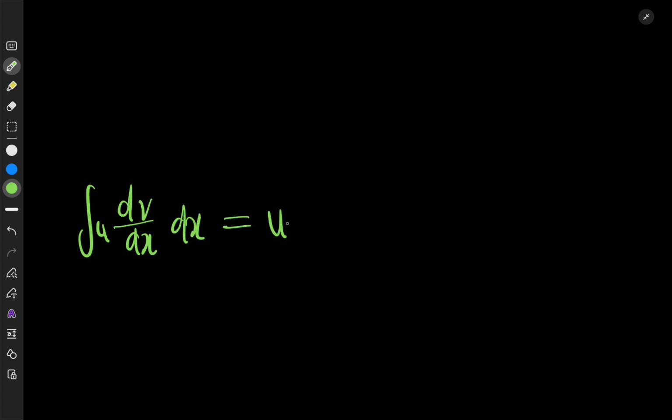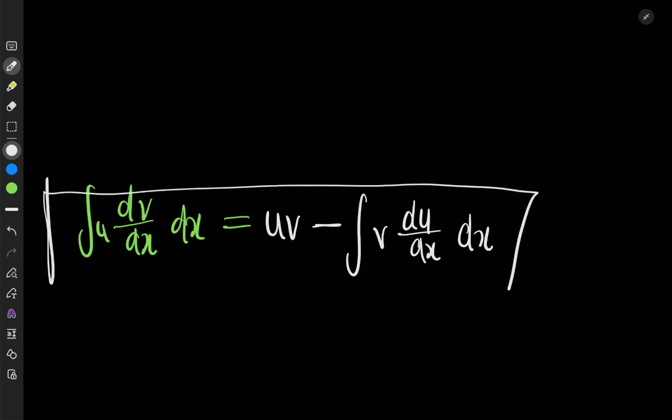What does it say? Remember there has to be a u. So it's the integral of u multiplying dv dx, and we are integrating with respect to x. This should be equal to uv minus the integral of v times du dx, with respect to x. Here is the by parts formula.